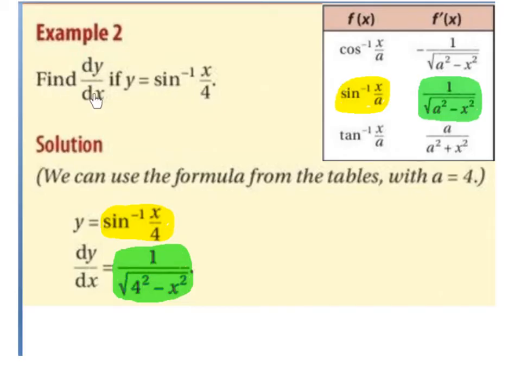Find dy/dx if y equals the inverse function of sine of x over 4. So we can use the formula from the tables with a is equal to 4. So our formula from the table states that the derivative of the inverse function of sine of x over a is equal to 1 over root a squared minus x squared. So if y is equal to the inverse function of sine of x over 4, then dy/dx is equal to 1 over root 4 squared minus x squared.